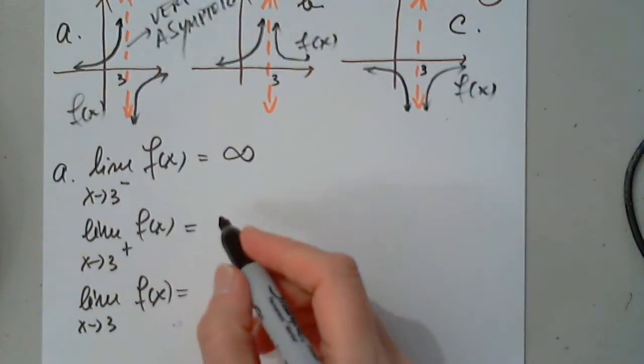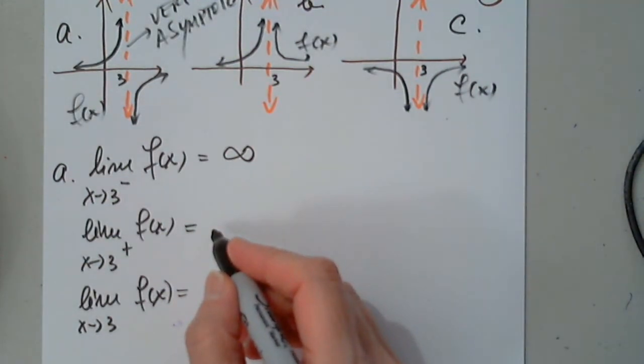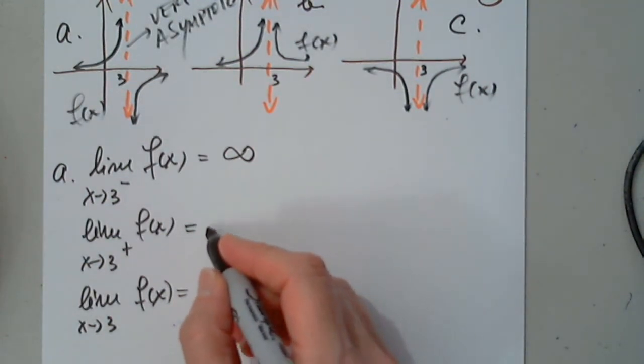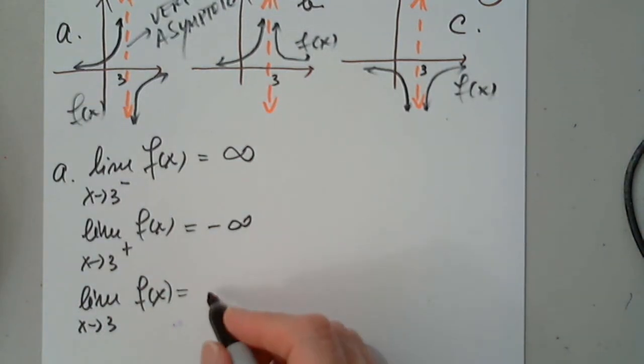From the other side. Negative infinity. Negative infinity. From either side simultaneously. Doesn't exist. Excellent.